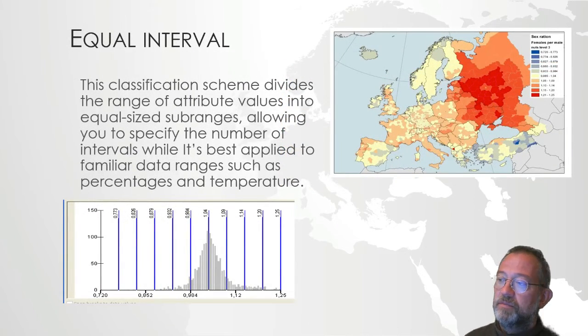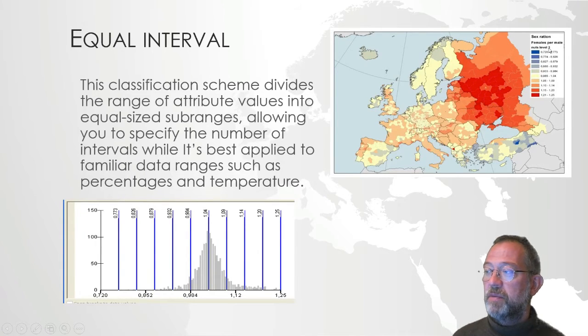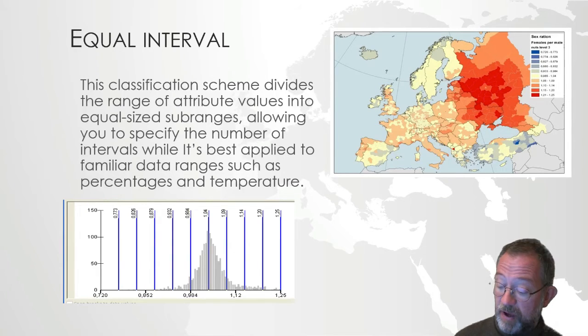If we look here, I'll be using this example of sex ratio throughout Europe. The redder the color, the more females, the bluer, the more males. It's the same data that will go through the next 5 slides. And we'll have the distribution down here and the intervals here.